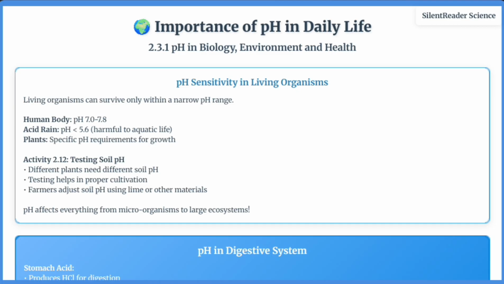When excess acid causes indigestion, we use antacids containing mild bases. Tooth decay starts when mouth pH falls below 5.5, and basic toothpastes help prevent this.